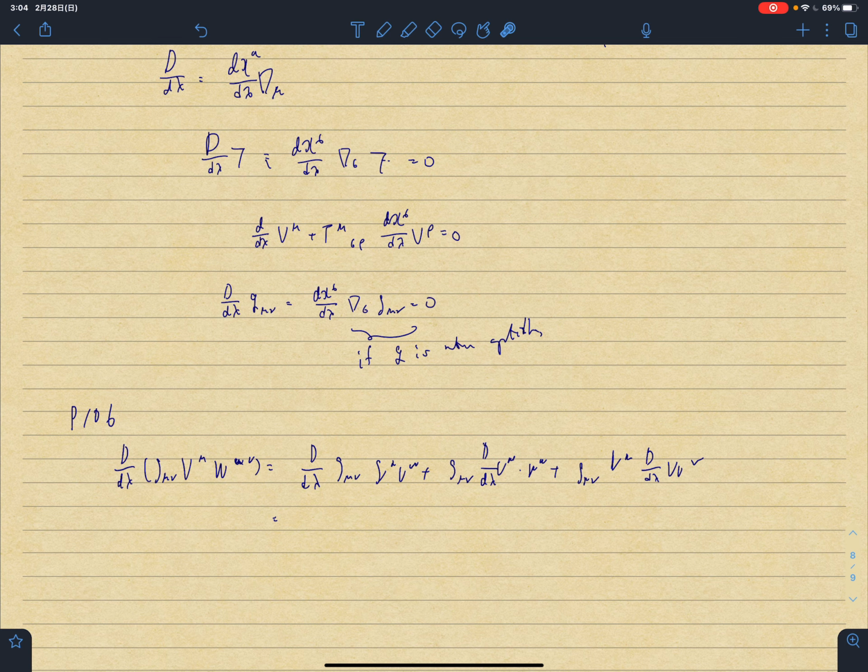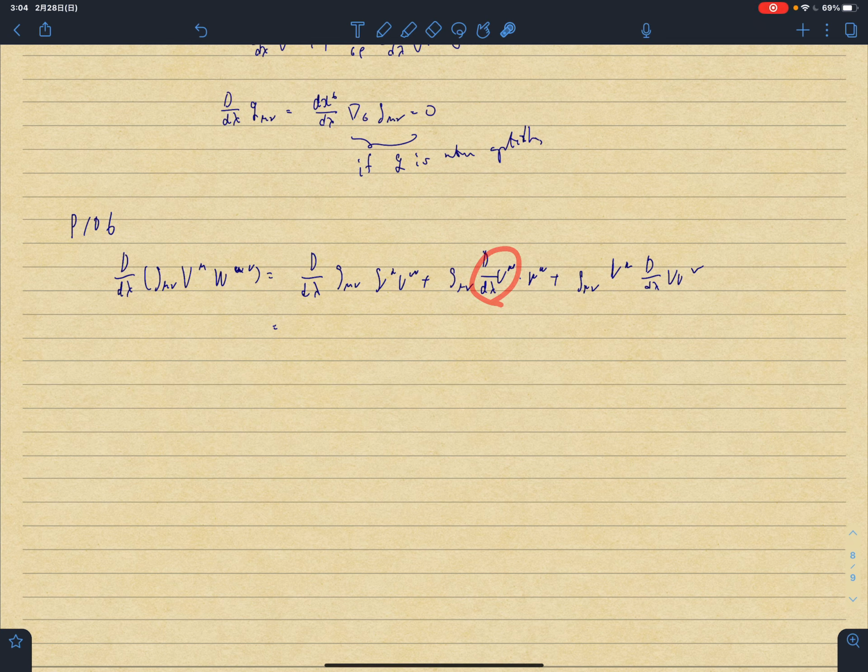where V is transported along with x lambda, the curve x, so this part equals 0, so this is 0. So this means the parallel transport with a compatible connection preserves the norm of vectors.